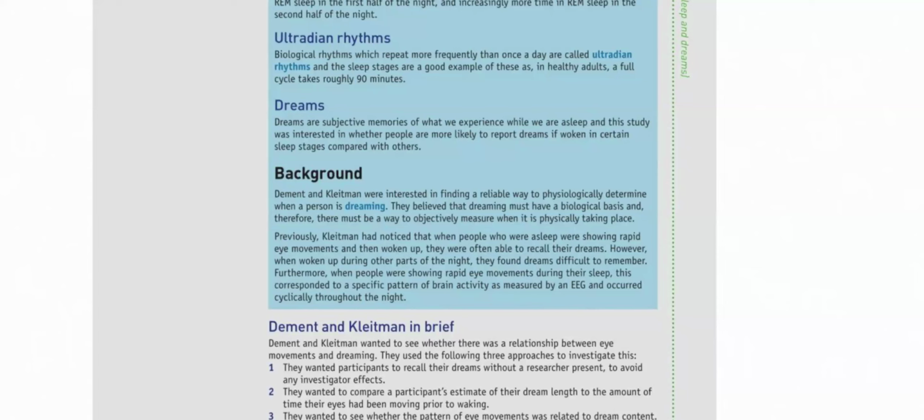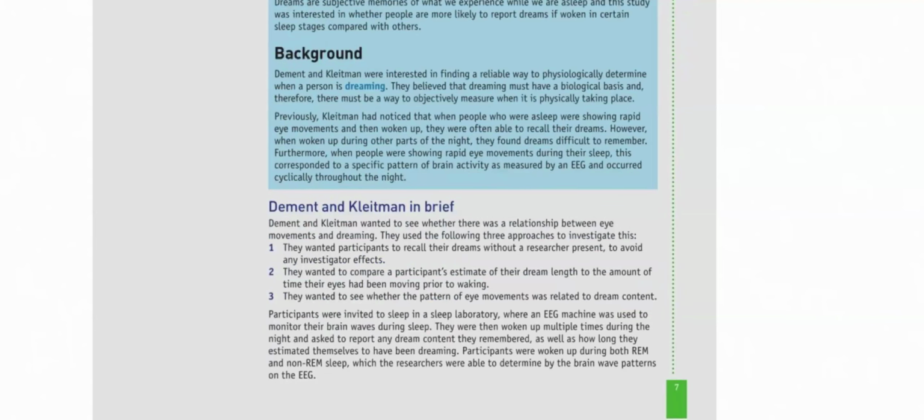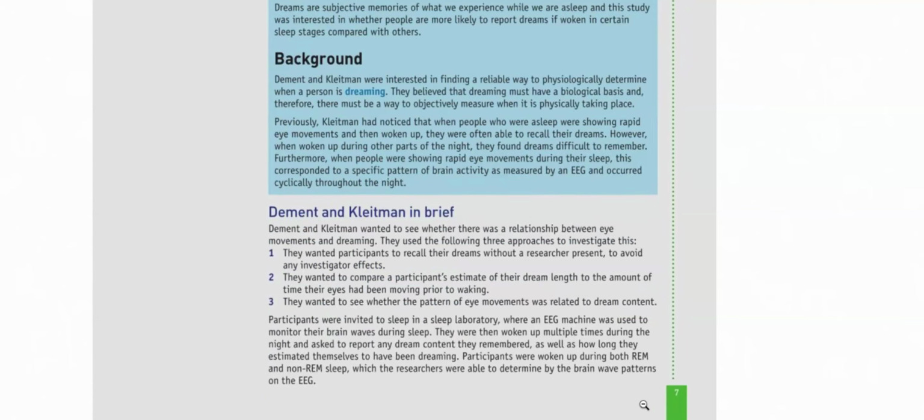Previously, Kleitman had noticed that when people who were showing rapid eye movements were woken up, they would recall their dreams. However, when woken up during other parts of the night, they found it very difficult to recall dreams. So now they're telling us about Dement and Kleitman in brief, which I would want you to read, but before that I'll tell you what essentially is going to happen, because you need to know that first.